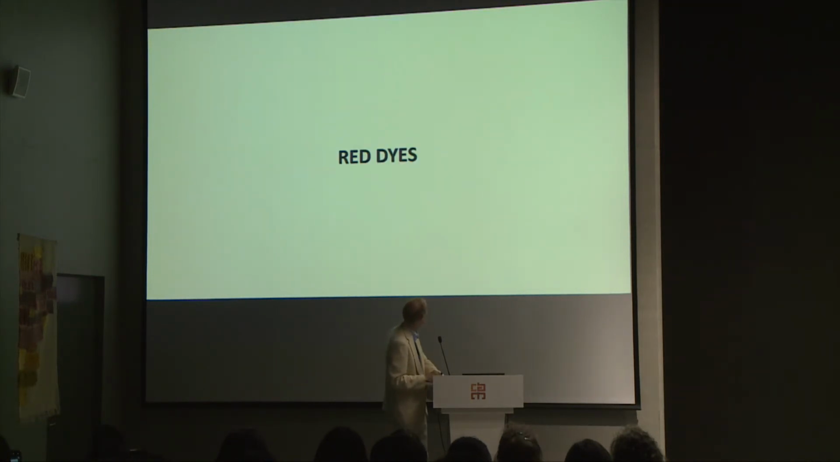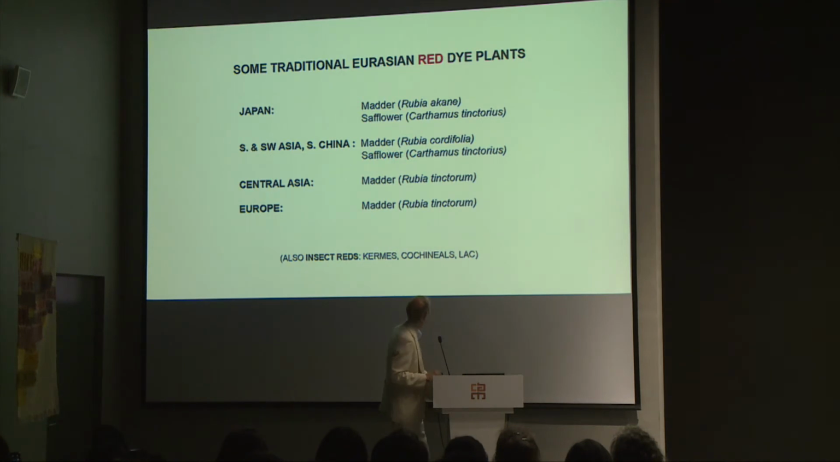And I'll just say a little bit about red dyes. The major red dyes that are lightfast are madder. Safflower gives a beautiful red color, but it fades pretty easily. But it's possible to distinguish at least 3 of these species of madder. And I'm just going to talk about the plant dyes. We also have insect reds.